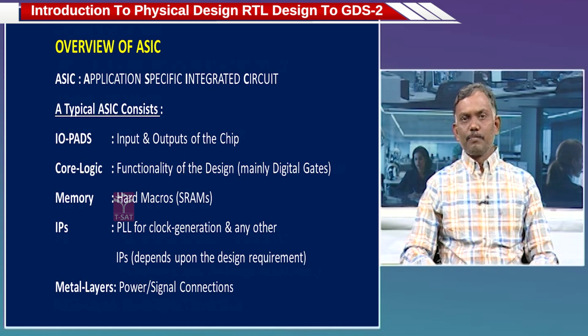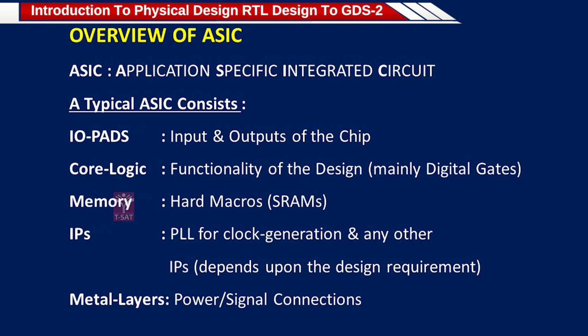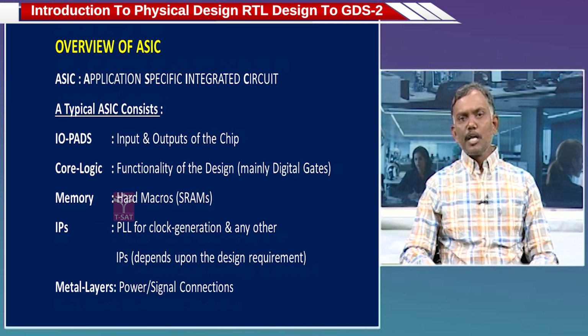Overview of ASIC. For a desired application, we should start with a specific design targeted to a particular application, and we need to work on the implementation to reach that particular application. It is application derived, meaning application specific integrated circuit. The typical components in ASIC: I/O pads, core logic, memory, IPs, metal layers. If you take any typical IC, you can see these components.